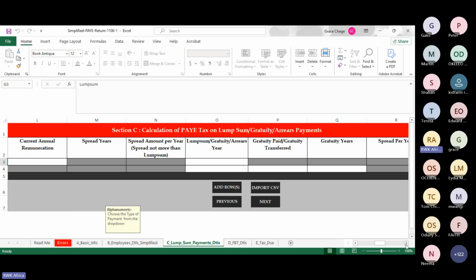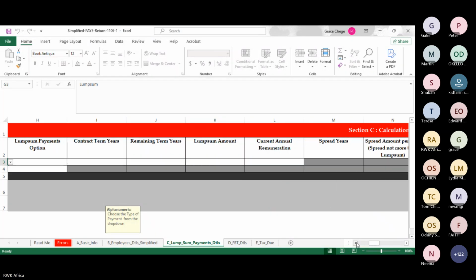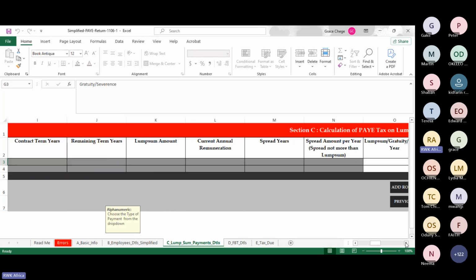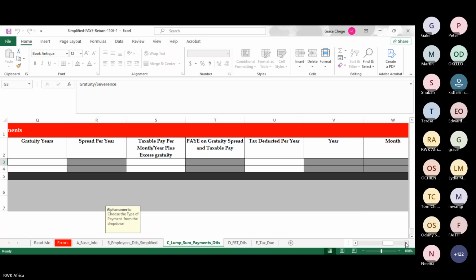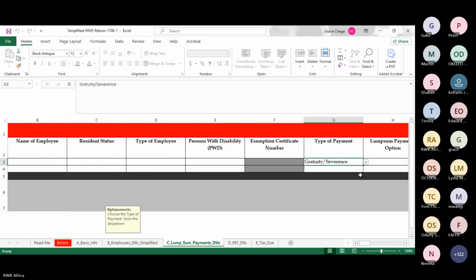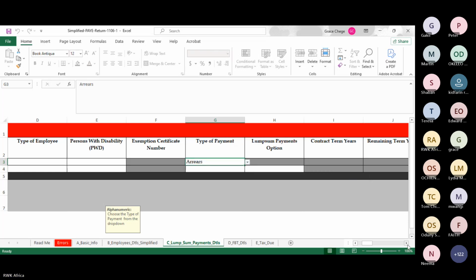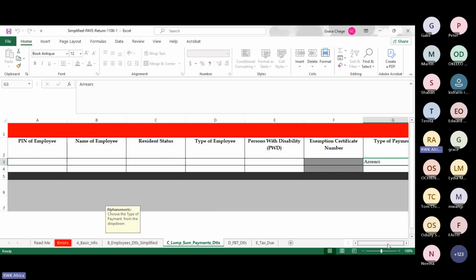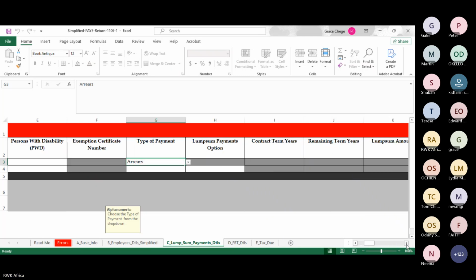The grayed out areas relate to these other payments. So when you come and click on gratuity, the columns that relate to lump sum payments are grayed out. Now you can be able to fill a gratuity. In case of arrears, you also click on that. And the only bit that is left out is that which relates to arrears. Now you can be able to fill.